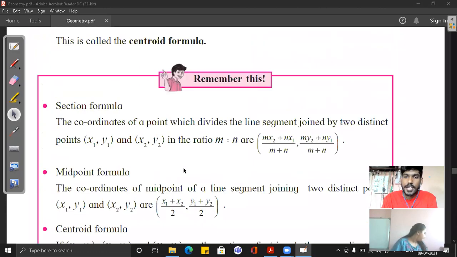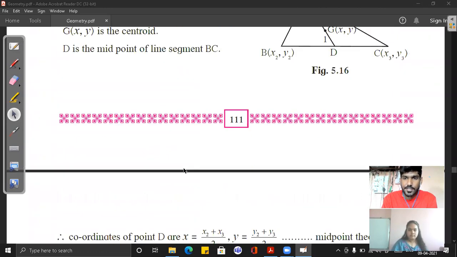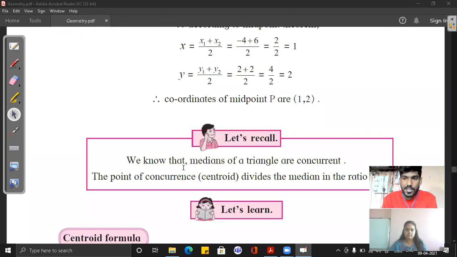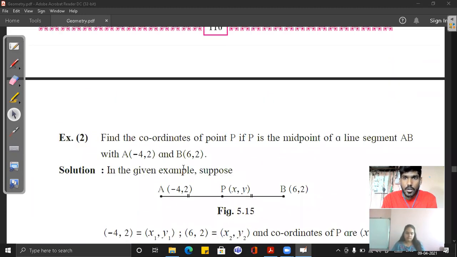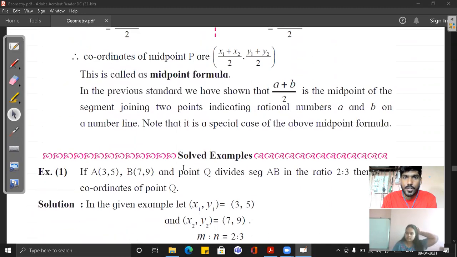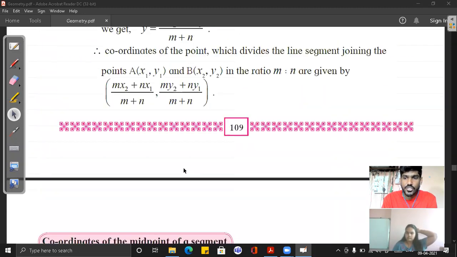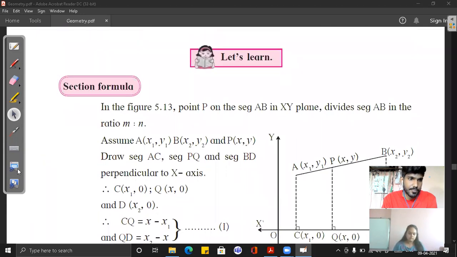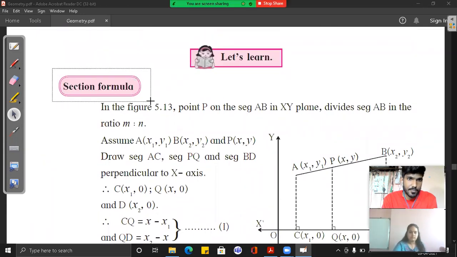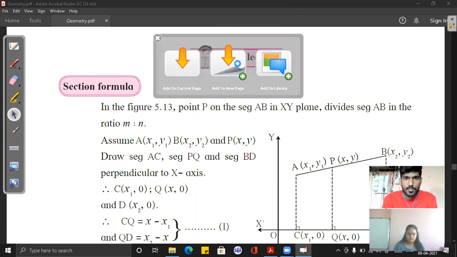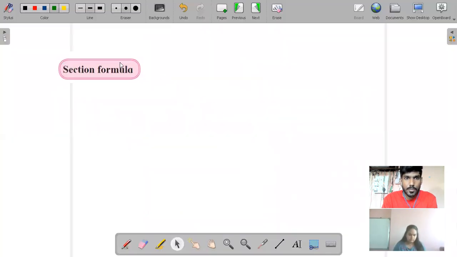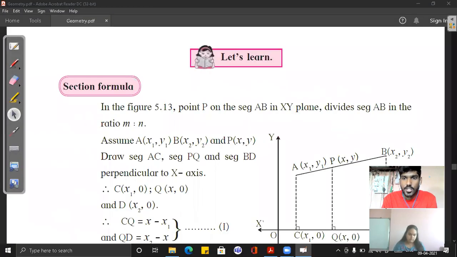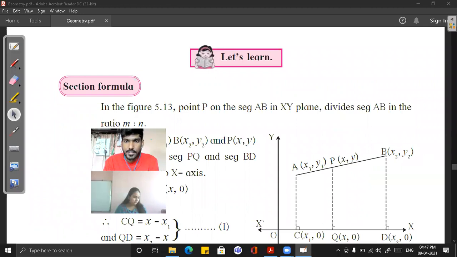Okay. Now for our next exercise, there are 3 different concepts. From there, the first concept is the section formula. So we'll do the section formula. First, I'll explain and we'll understand what the section formula is with this diagram.